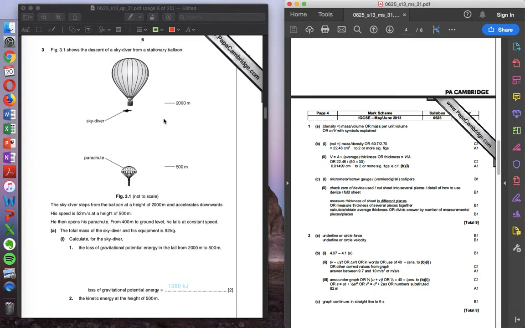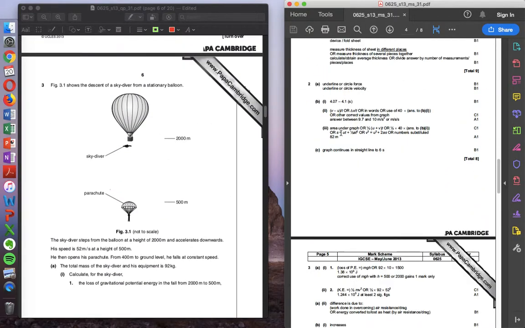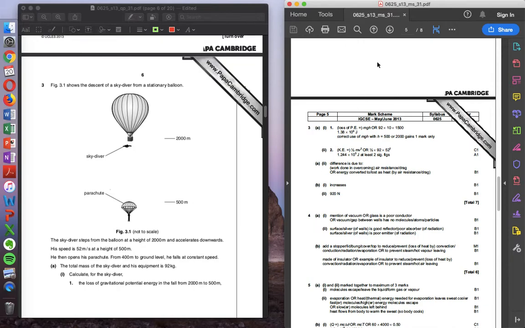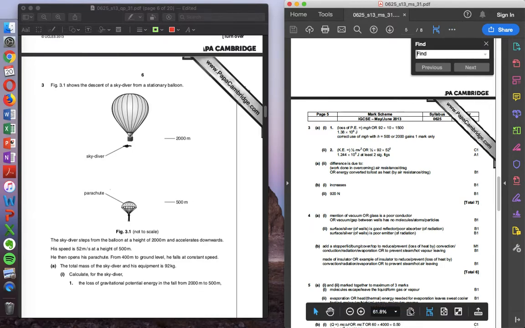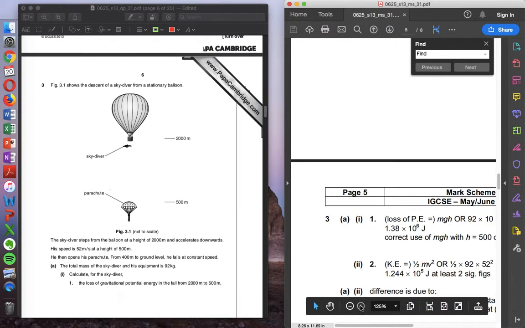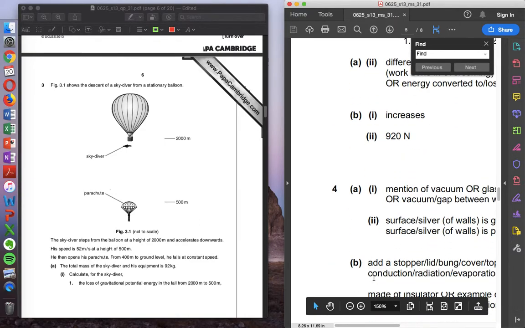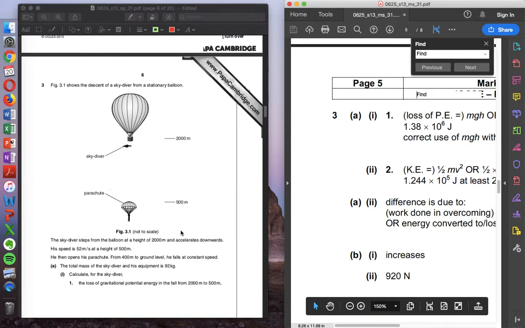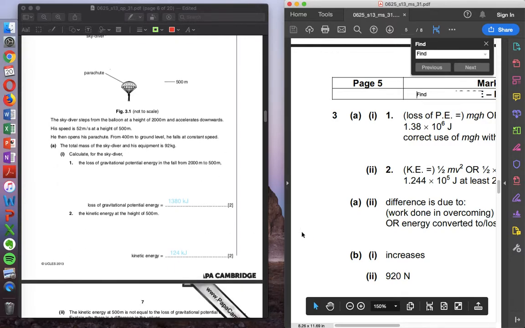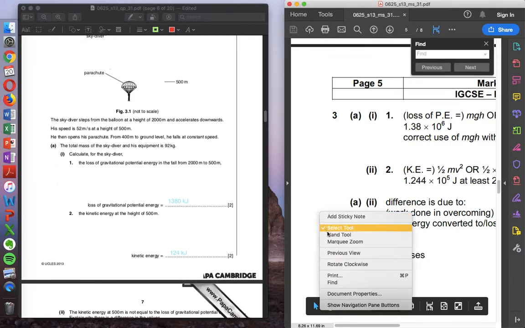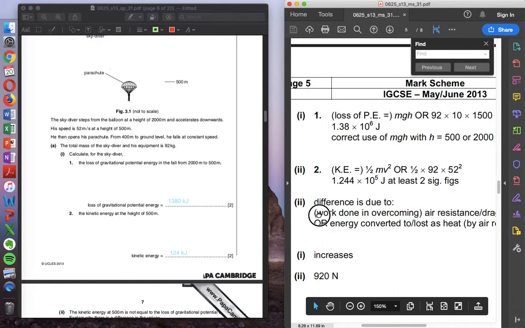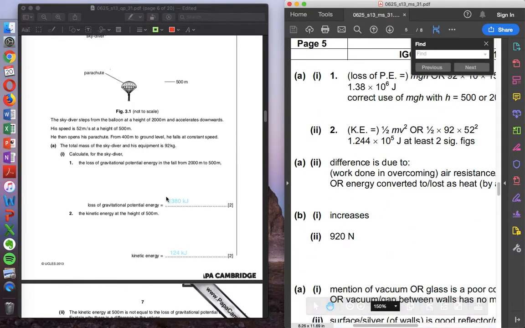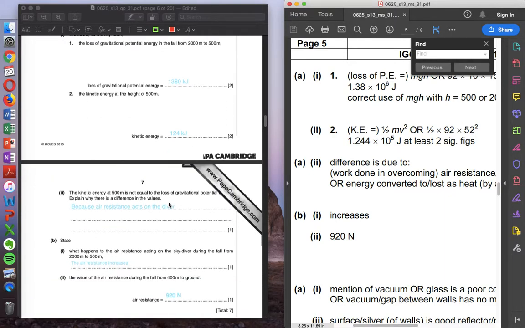So this was question number 3. Just zoom in a bit. Okay, the loss is 1.38, so that answer is correct. The kinetic energy is 1.244, at least 2 significant figures. We gave 3 significant figures. Very good.